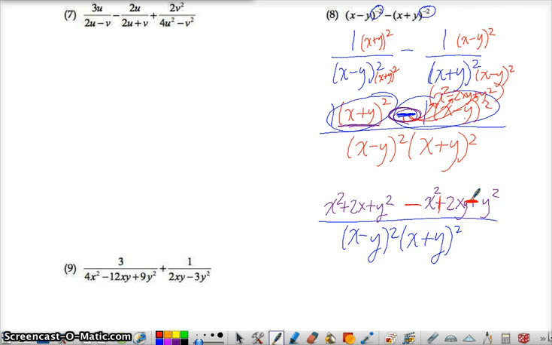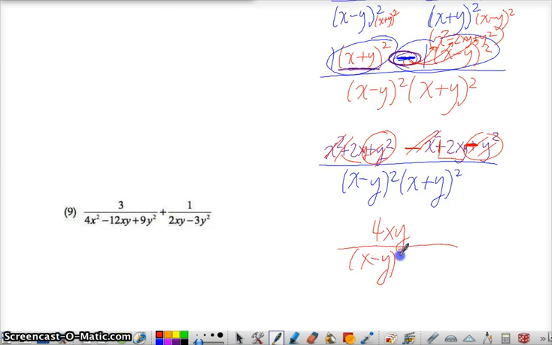So now I combine like terms. Well, this is nice. My x squareds cancel. Oops, I forgot my y here. Sorry about that. I get a positive 2xy and a positive 2xy, which is positive 4xy. My y squareds cancel. So I get positive 4xy divided by x minus y, the quantity squared, and x plus y, the quantity squared. Can I reduce? Can I cancel? Can I simplify? Nope. The 4xy doesn't have anything in common, so I can't do anything else, so that's my final answer.